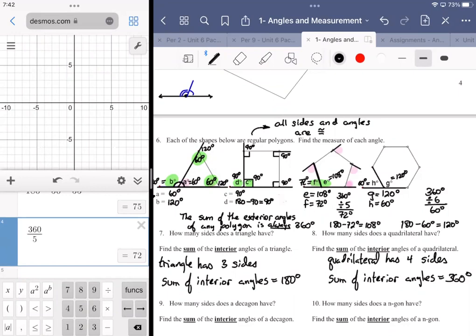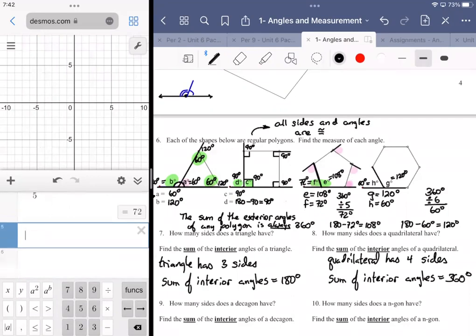Because if I take 180 degrees for my triangle, tack on another side, I get up to 360 degrees. Is there some sort of pattern there? It seems like I'm increasing by 180 degrees for every side that I tack on, right? So I could just investigate that real quick and see what would happen if I took 108 and multiplied it by 5. That's 540.